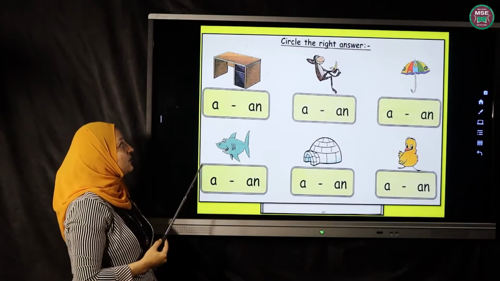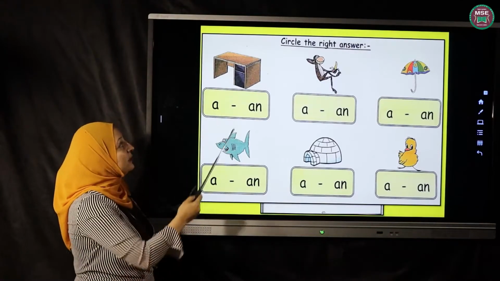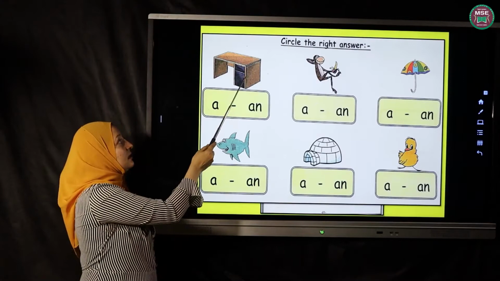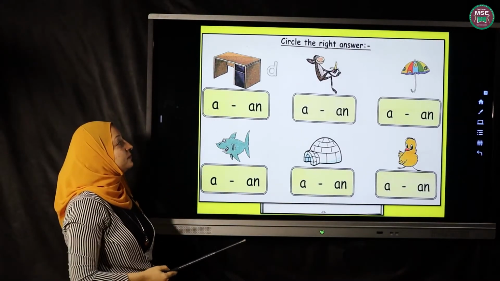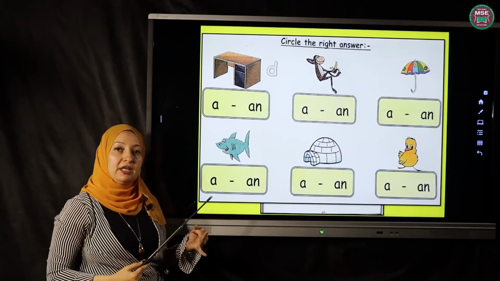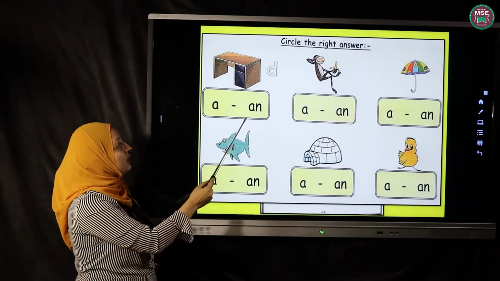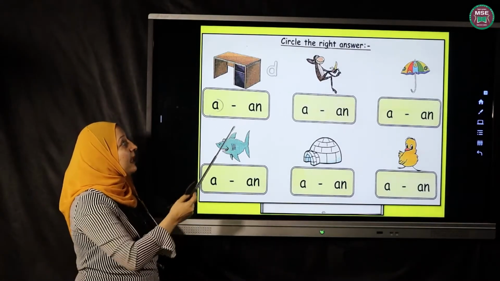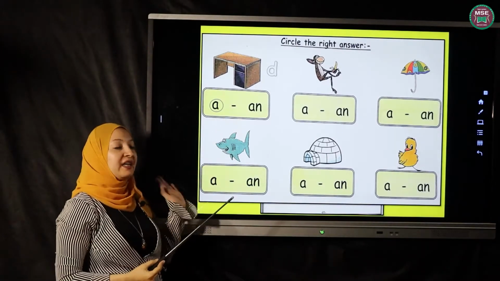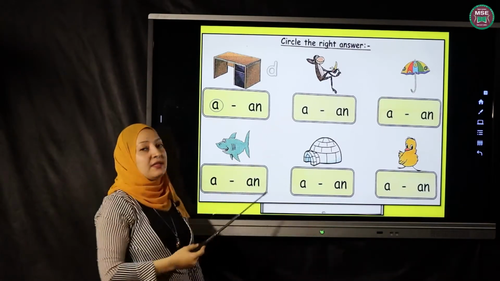Okay, let's see this exercise here. We have to say the first letter of this. What's that? It's a desk. What's the first sound in desk? D, D. It's D. Is D one of the 5 vowels? Is it A or E or I or O or U? No, it isn't. So which one are we gonna circle here? Mr. A or Mommy Ann? Okay, Mr. A, because D is one of the children of Mr. A, not Mommy Ann.